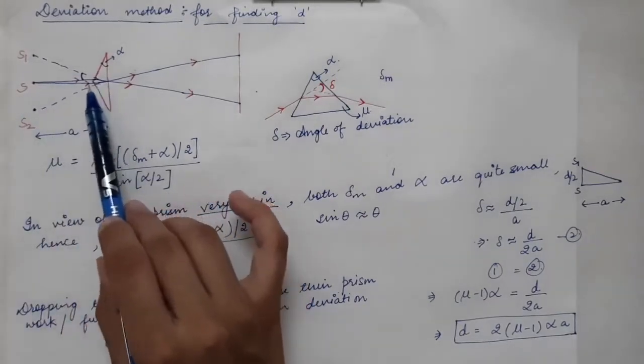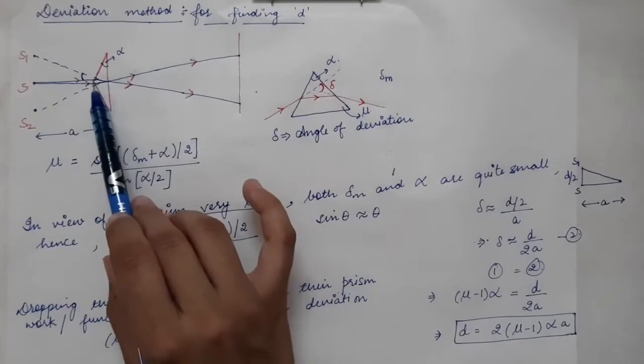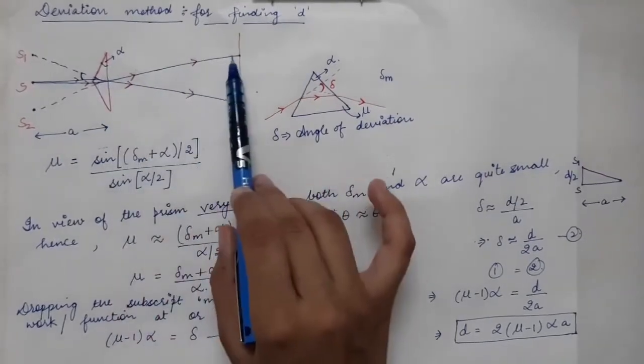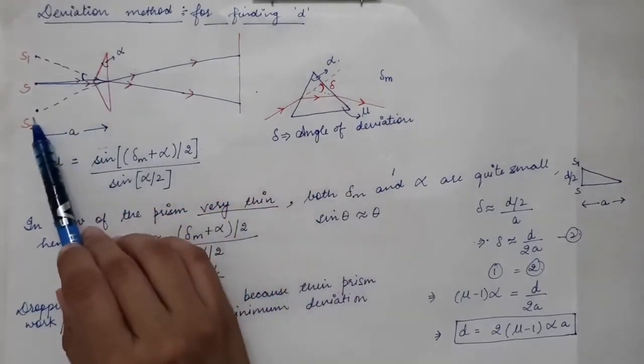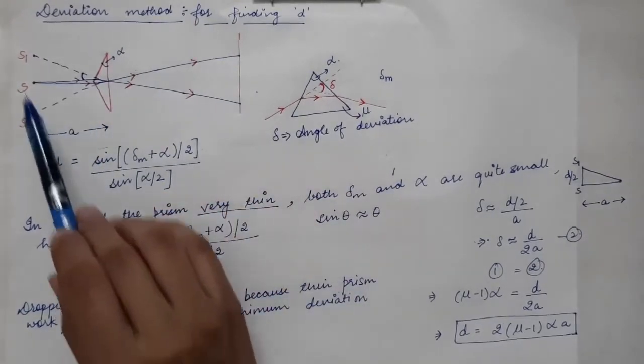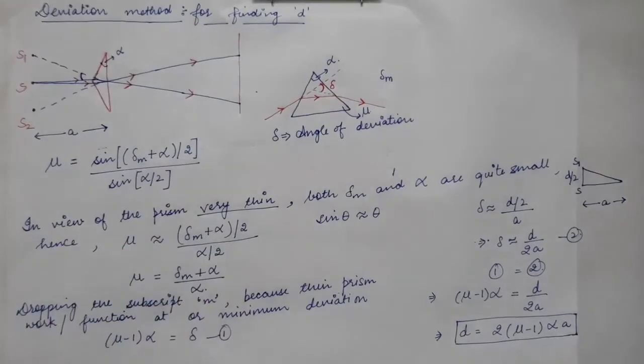The light ray which gets refracted from the lower face of the biprism transmits and falls on the screen, and when this light ray is extended in the backward direction, we get the S2 source. So S1 and S2, these are the virtual sources.